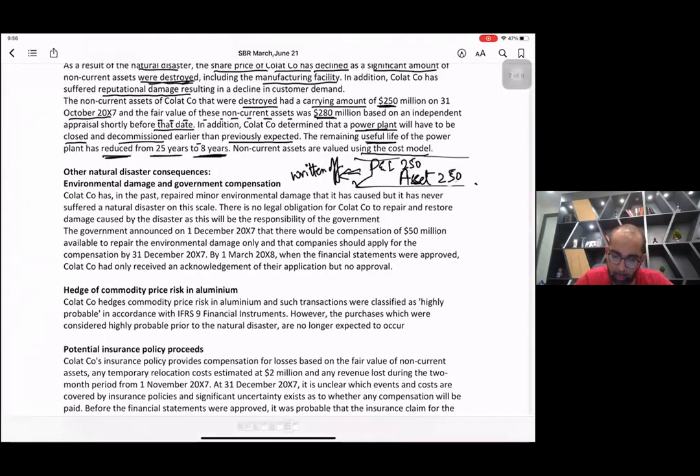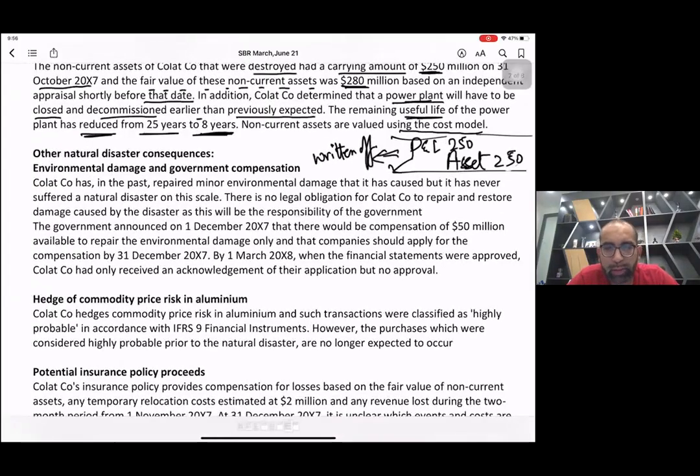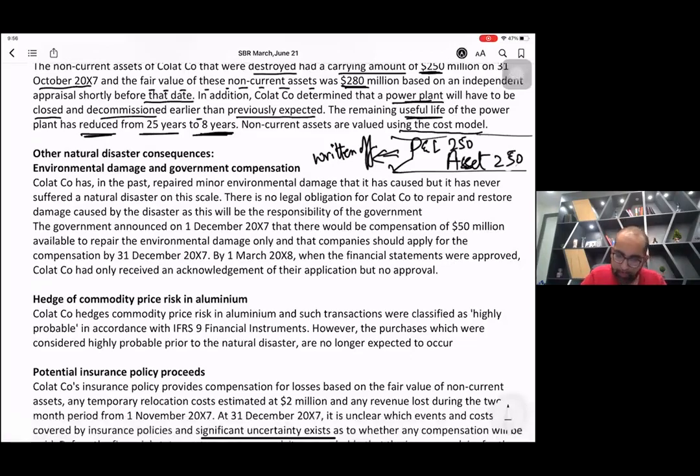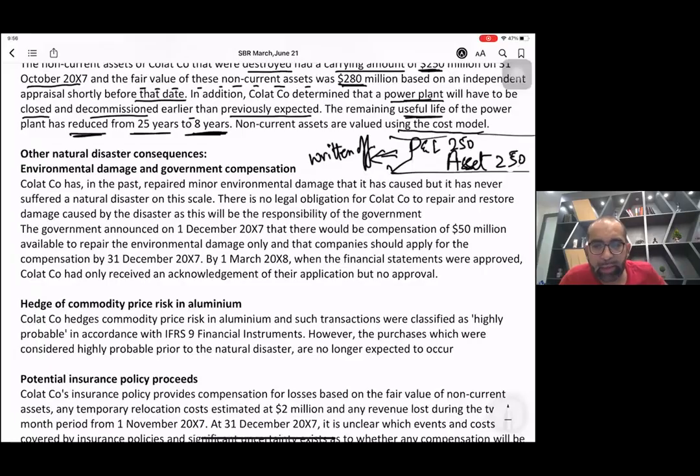Now you have three more interesting issues. Listen. This is again the combination of IAS 37 and IAS 20 government grants, basic standards.